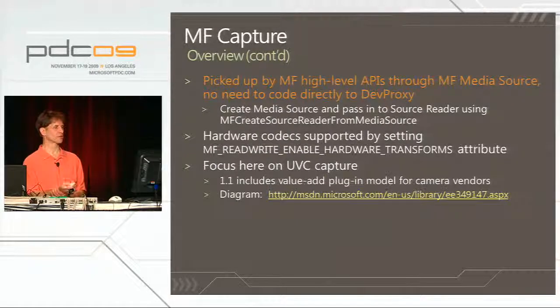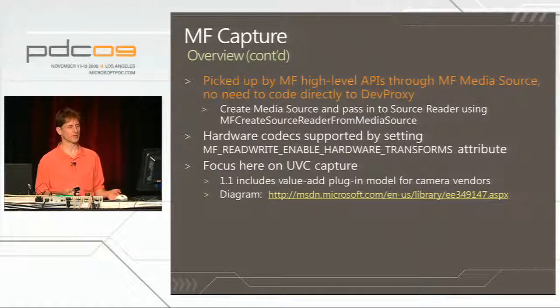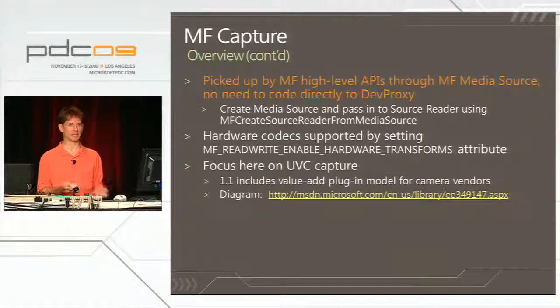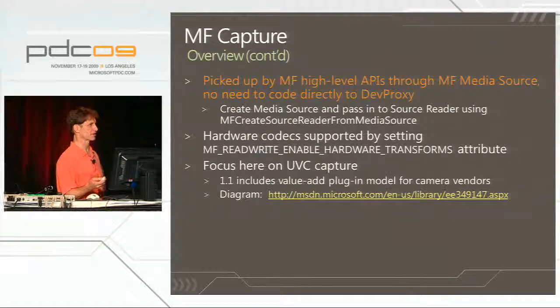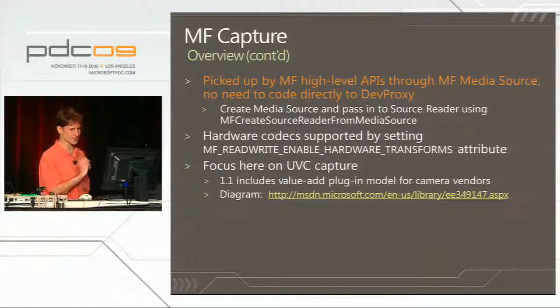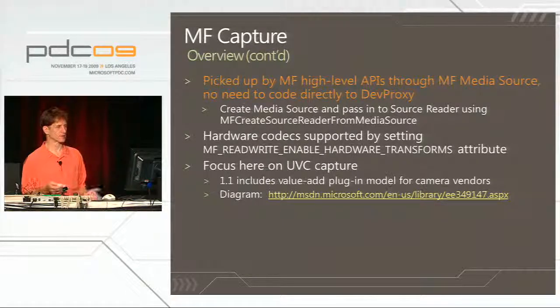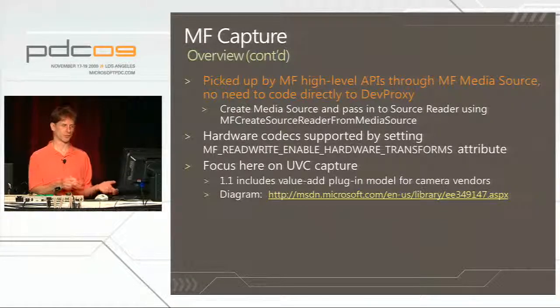Now, moving into a little more detail, it's sort of automagic, if you want it to be, that Media Foundation picks this up, and you don't have to actually code directly to a media source. What you can do is basically just create it. You pass it into our source reader object, which I'm talking about in a second, using this API. And then if you want to enable hardware codecs, they can be used even here. Same kind of thing. You have an optional attribute you set.